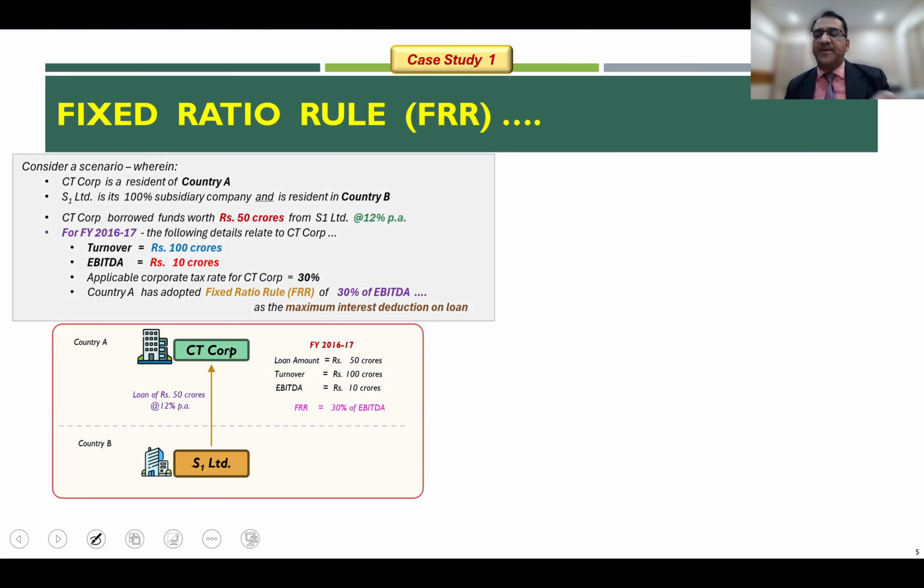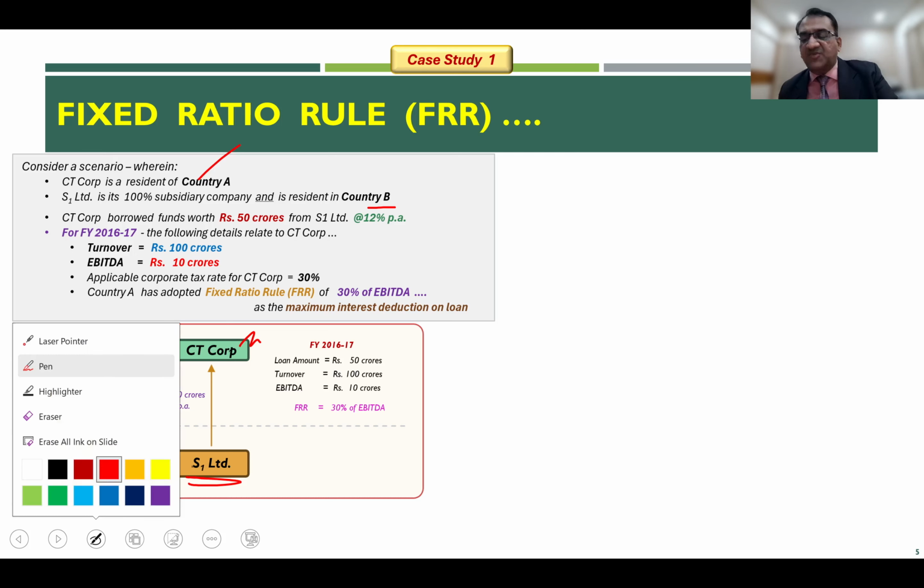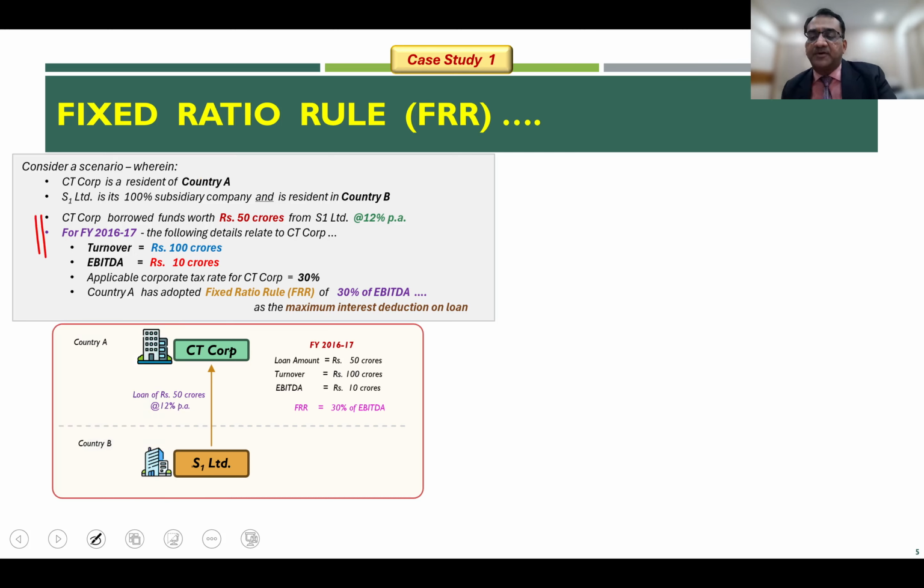So let's see a scenario. What happens in this case? Consider a scenario wherein City Corp is a resident of country A, and S1 Limited, which is a subsidiary of City Corp, is a tax resident of country B. Now, as part of the global arrangement, City Corp, the holding company, borrowed funds from the subsidiary company amounting to 50 crore rupees at an interest rate of 12% per annum. Therefore, a loan of 50 crores has been given by S1 to City Corp at the rate of 12%.